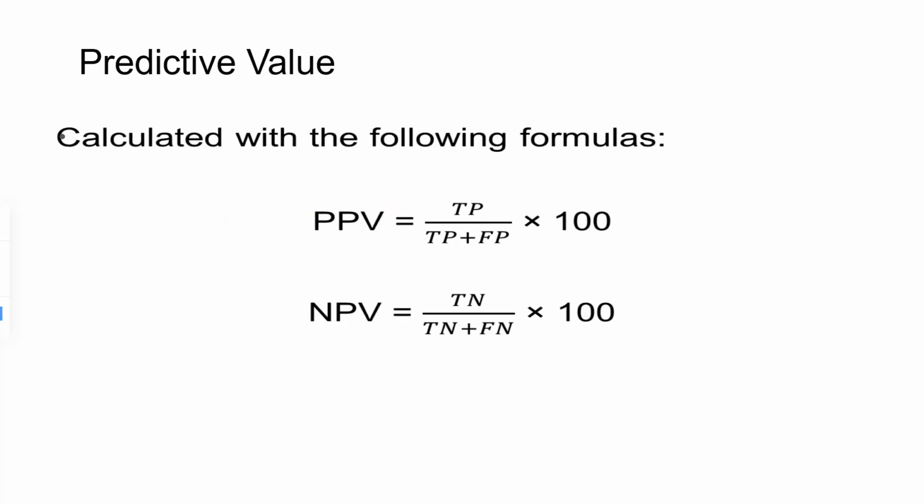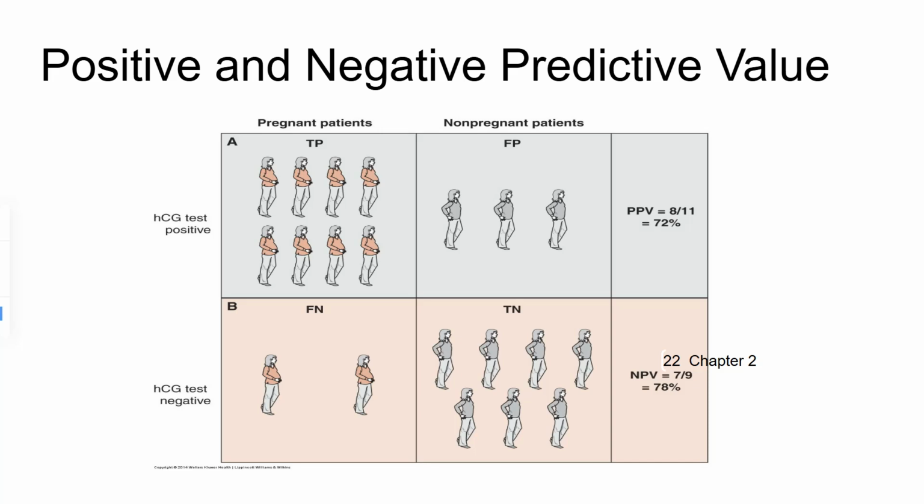These are calculated using the following formulas. Positive predictive value, TP over TP plus FP. Negative predictive value, TN over TN plus FN. Again, that's for true positives, true negatives, false positives, false negatives. And here is going back to that pregnancy example, and it's calculated out.